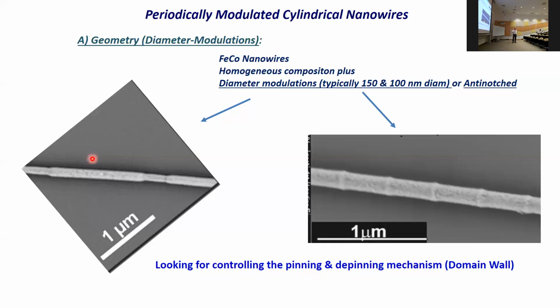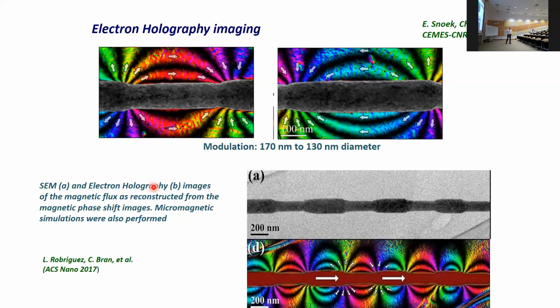I would particularly consider this type of modulations. The objective of all these modulations is to control somehow the reversal process of magnetization. First, this is an electron holography image, also obtained in collaboration with Toulouse. I like very much this colorful image. You see, this is a tiny diameter segment, and we have a number of colors and arrows. So we are actually observing the stray fields outside the nanowire. In the transition of diameter here, we have accumulated positive charges and here negative charges. So we are observing the lines of the magnetic field, or the induction field, outside the nanowire. Same here for the other larger diameter, and here for a number of modulations.